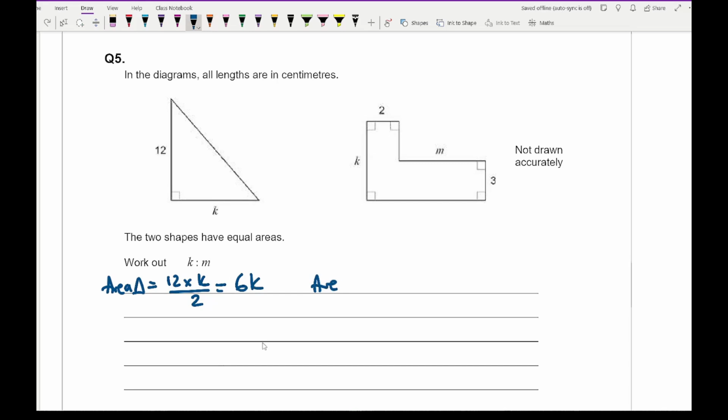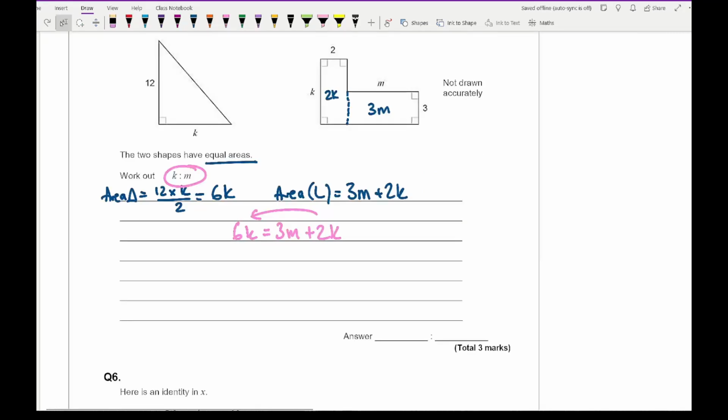And the area for the L shape, well, if I break it up as it's a compound shape into two rectangles, this rectangle is going to be 3m, this rectangle here is going to be 2k, so that's going to be 3m plus 2k. Now it says that they are equal areas, so if I make the two things equal to each other, I get that. And then from this, what we then get is 4k equals 3m.